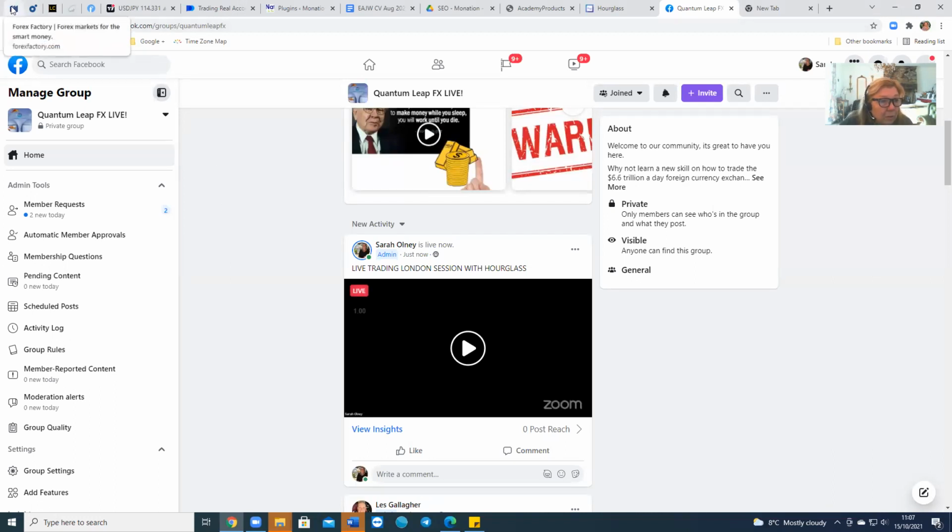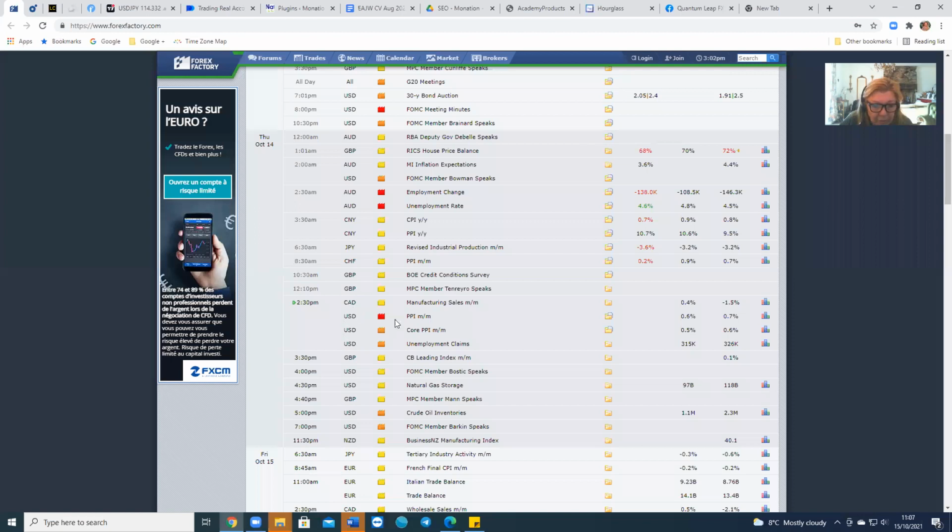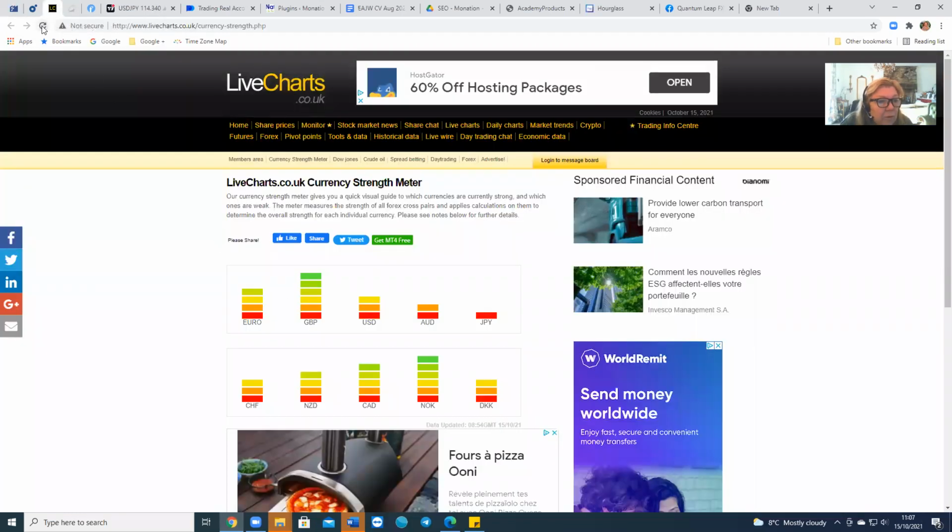As usual, just start with looking at Forex Factory. We've got some USD news, US dollar at 2:30, red flag. So we need to keep an eye on that if we're trading this afternoon. And let's go over to our currency strength meter. Just refresh that.